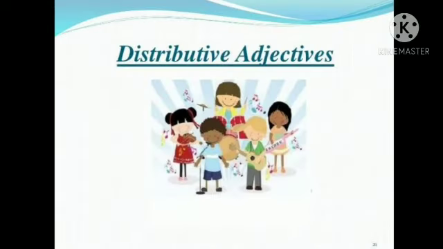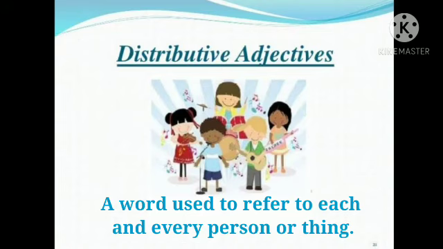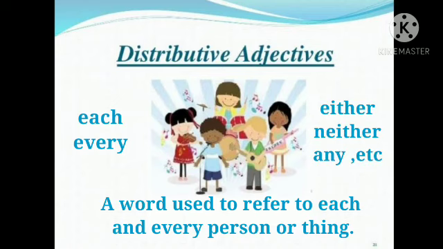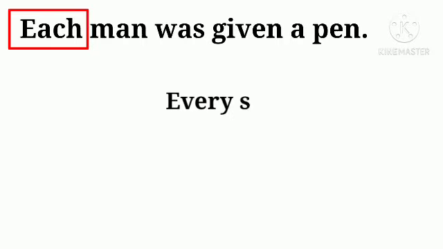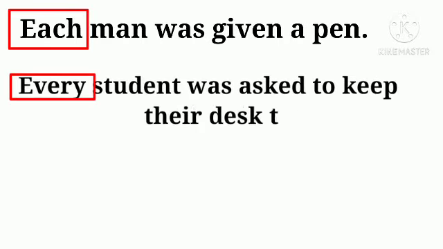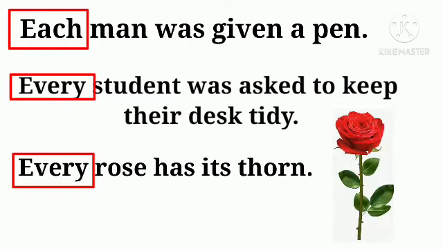Sixth, distributive adjectives. A word used to refer to each and every person or thing is called distributive adjective. Some of the most common distributive adjectives are each, every, either, neither, any, etc. Let's see few examples. Each man was given a pen. Every student was asked to keep their desk tidy. Every rose has its thorn.